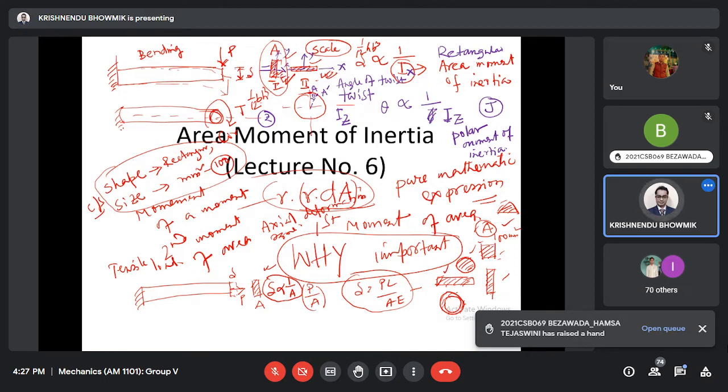If it is so, then deflection is inversely proportional to I. So definitely the deflection for case 1 will be less. Deflection of case 2 will be more.